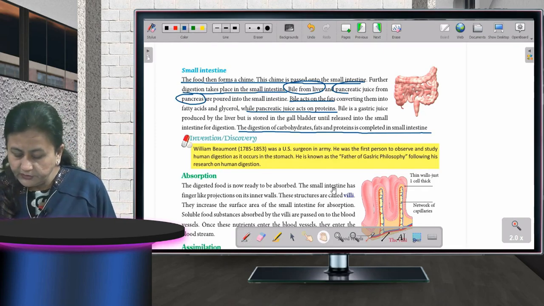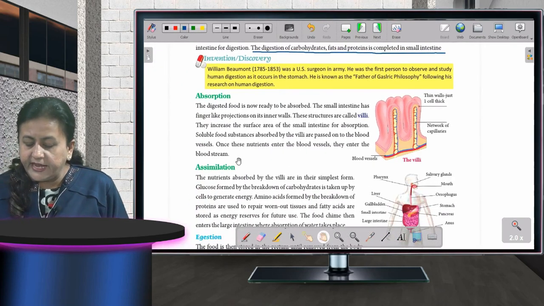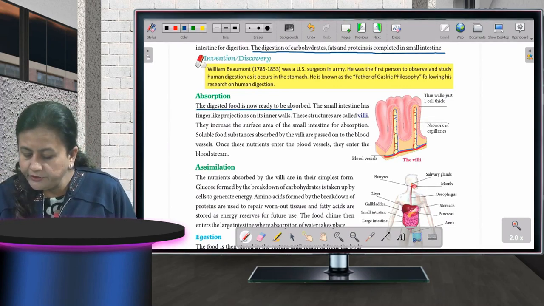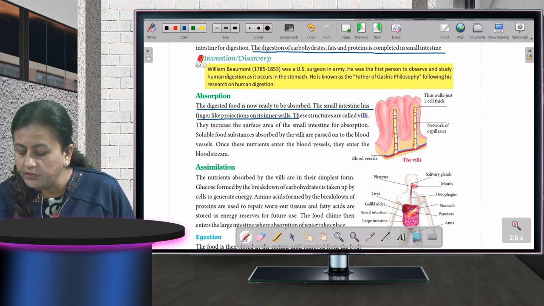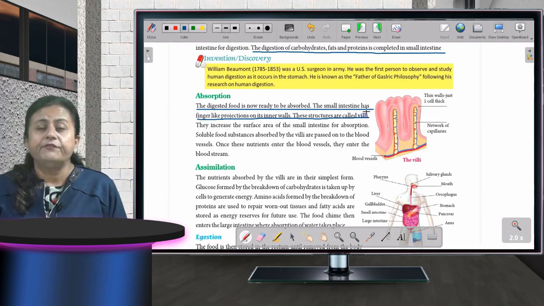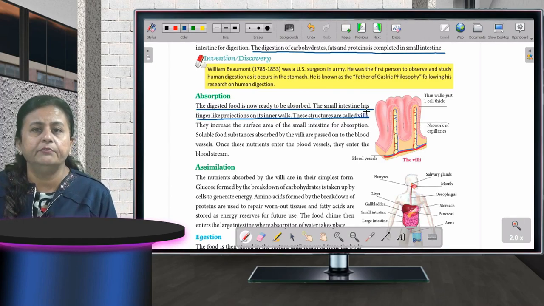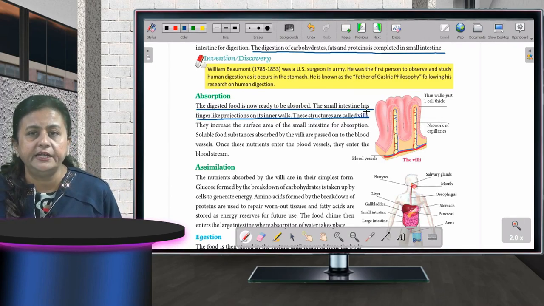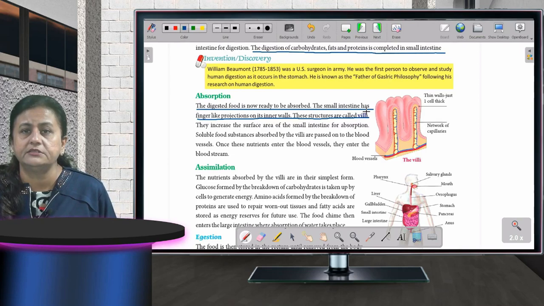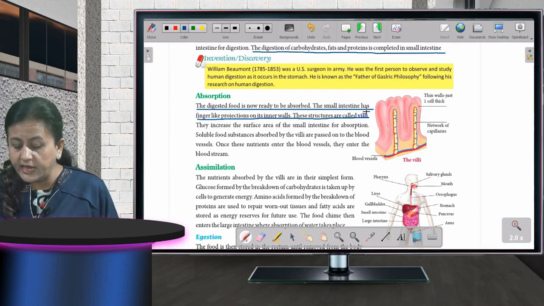Now, you can see the digested food. The digested food is now ready to be absorbed. The small intestine has finger-like projections on its inner wall. These structures are called villi. Okay. Now you can see what is the function of the blood. Now that the food is broken down into simpler form, what is the function of the blood? It starts absorbing. Okay. It absorbs the simple food which is prepared.